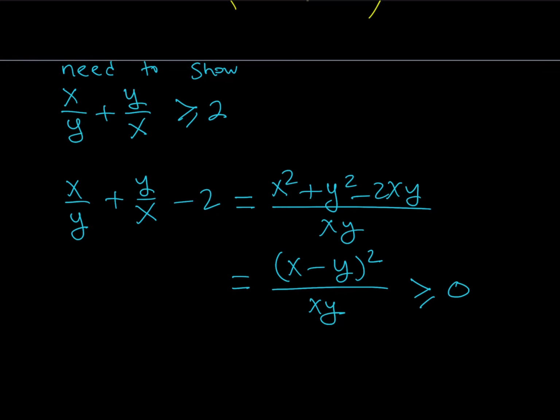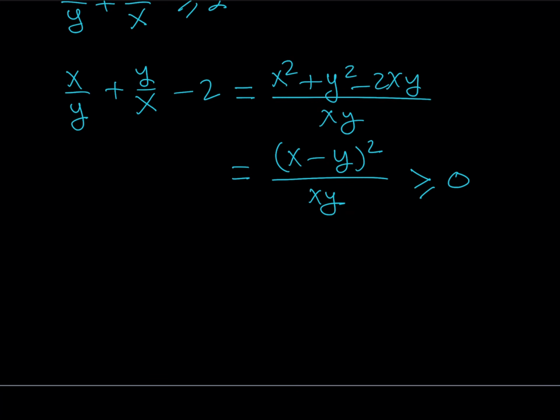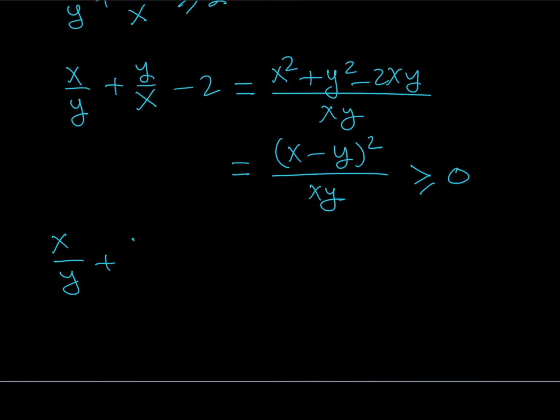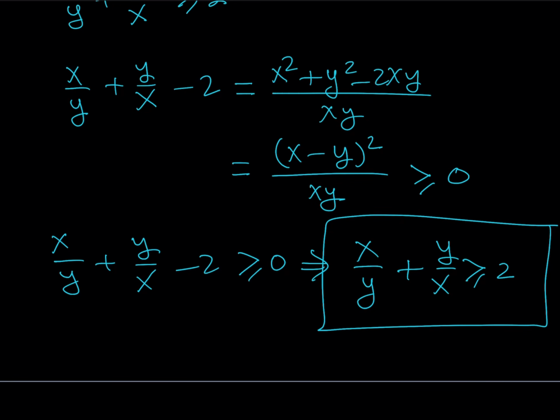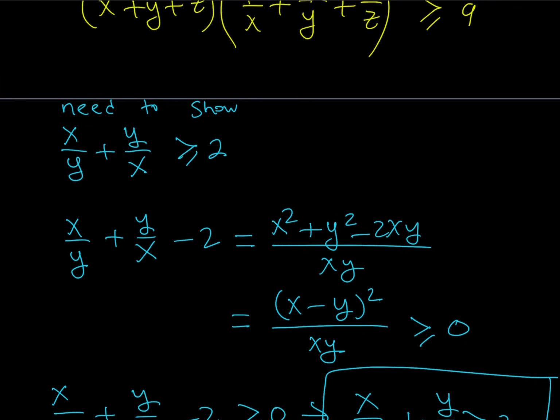Great. So what is that supposed to tell us? Well, it means that x over y plus y over x minus 2 is always greater than or equal to 0, and this implies that x over y plus y over x is always greater than or equal to 2. So this means that if you add a positive number to its reciprocal, the result is always going to be greater than or equal to 2. And you can check this, right? Obviously.